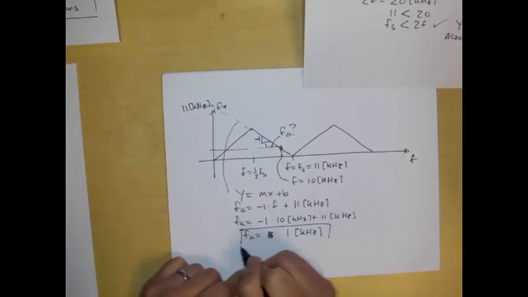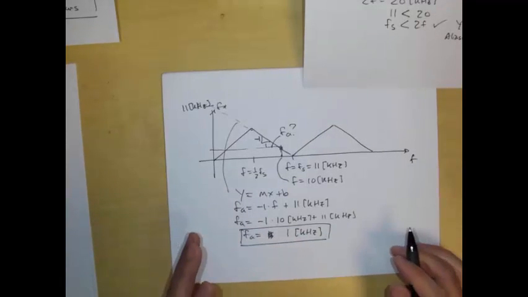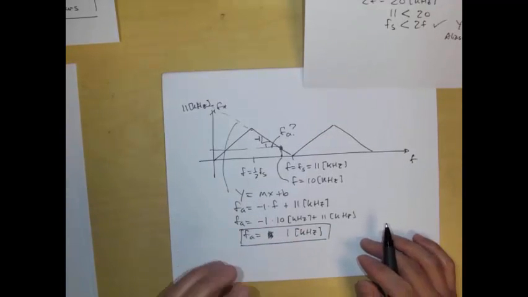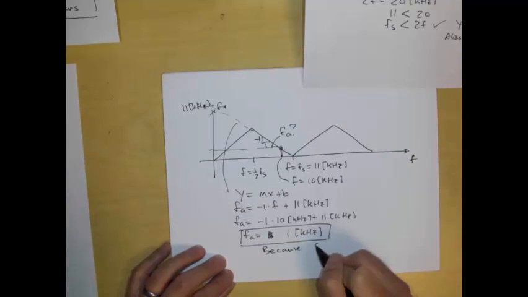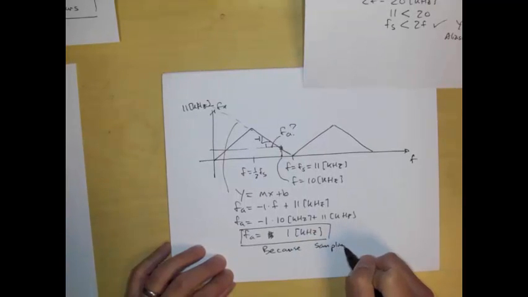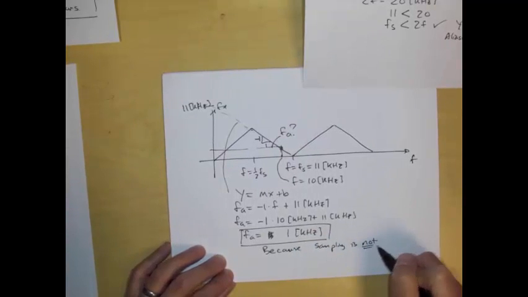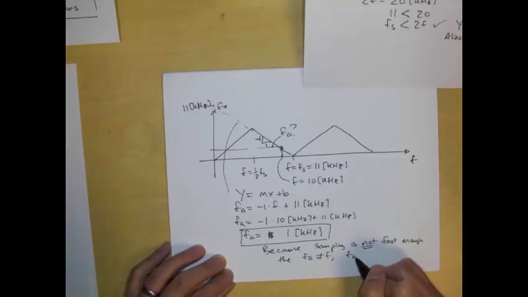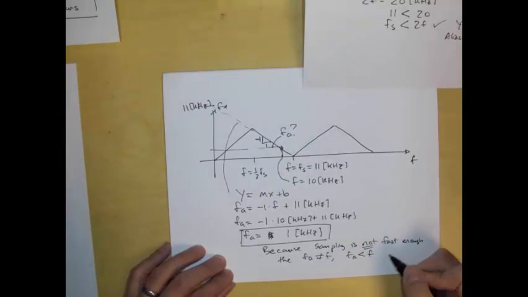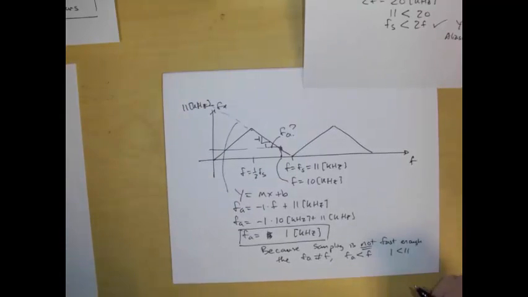Okay, so what is that saying? It's saying because the sampling rate is not fast enough, FA does not equal F. In fact, FA is less than half. Because the sampling is not fast enough, then FA is not equal to F, and in this case, FA is actually less than F, right? Because 1 is less than 11. Okay, so that's part A.